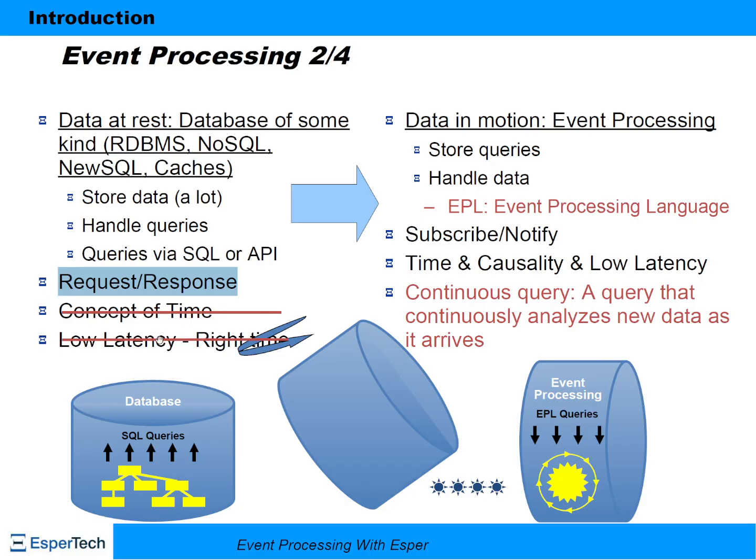Think of tipping the database upside down. Now, instead, we analyze data in motion using event processing. Event processing stores the query and handles the data as it arrives. The EPL event processing language is designed to analyze the data in motion. Instead of request and response, event processing uses subscribe and notify. Event processing does time-based analysis, expresses causality and detects in write-time low latency. EPL is a continuous query language. Continuous queries analyze new data as it arrives.